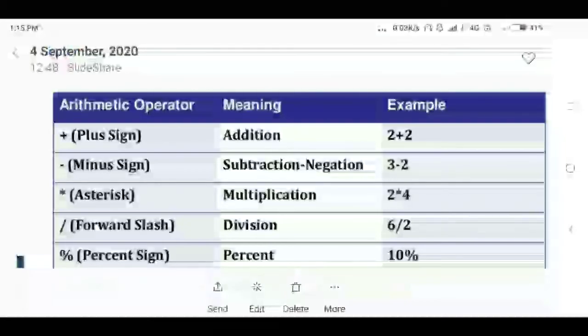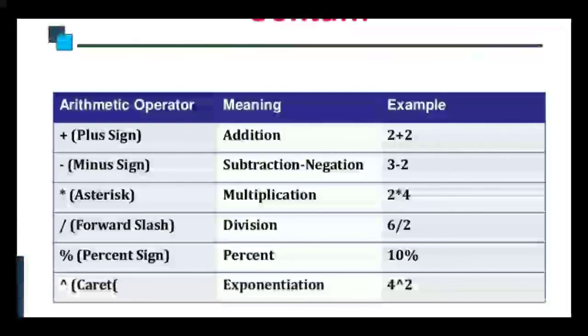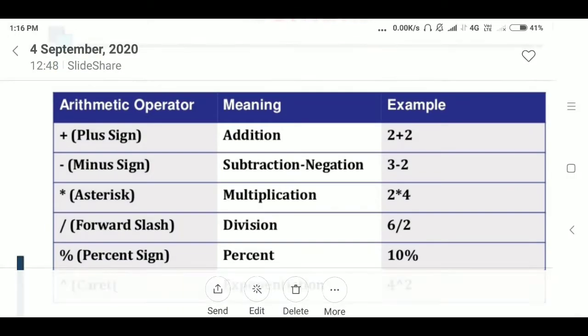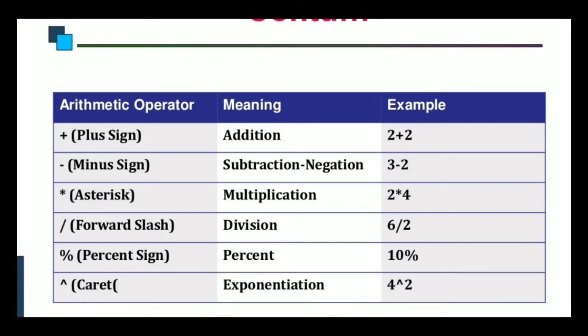Subtraction, the minus sign, 3 minus 2. For multiplication, the star symbol is used. We don't use the cross symbol here, we just use star. For division, we use the forward slash. To calculate percent, we use the percent symbol. For exponentiation, meaning to the power, we use caret. So we can write 4 caret 2. To calculate percent, we can write 10%. For division, we can write 6 by 2. And for multiplication, we can write 2 star 4, etc. These are the arithmetic operators.